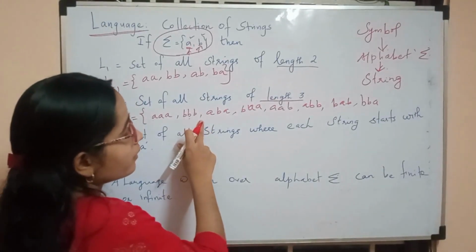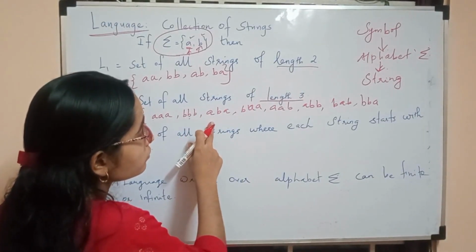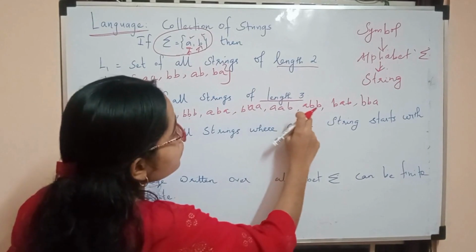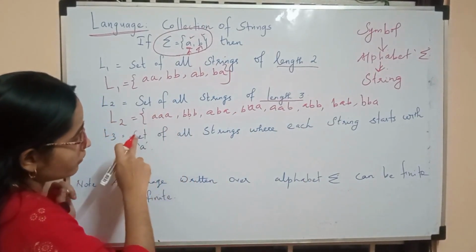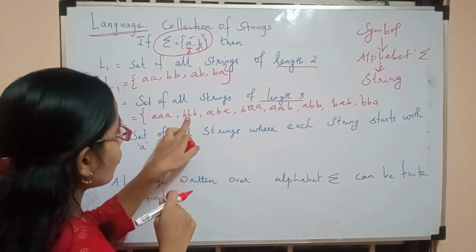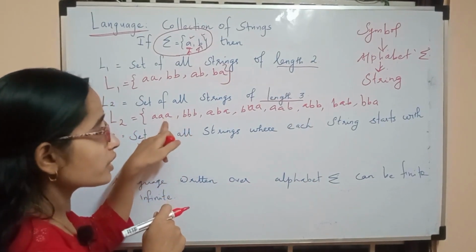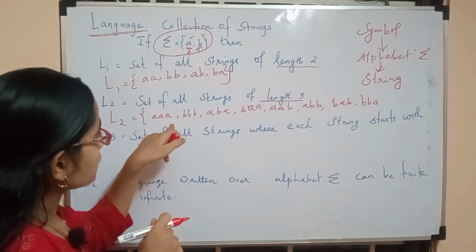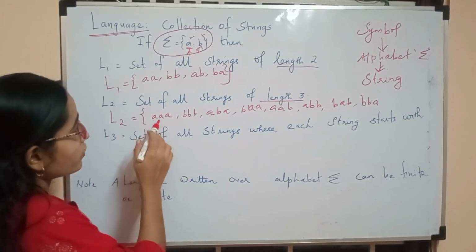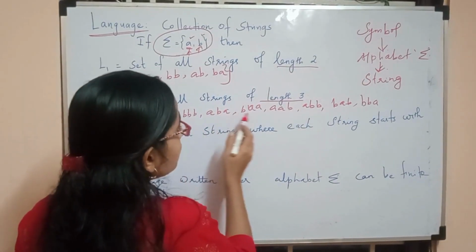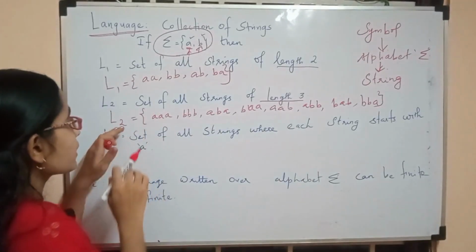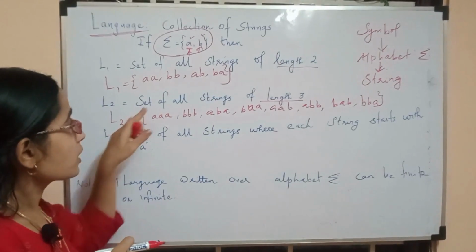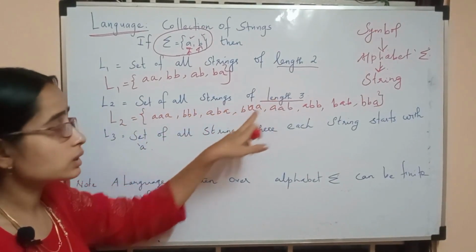Apart from that, can I form any other string? No, right? I cannot have any other form, right? So which means I'm having 2, 3, 4, 5, 6, 7, 8 elements. Okay, this is the language L2, the set of all strings of length 3.